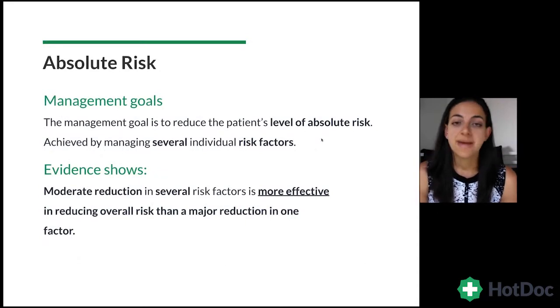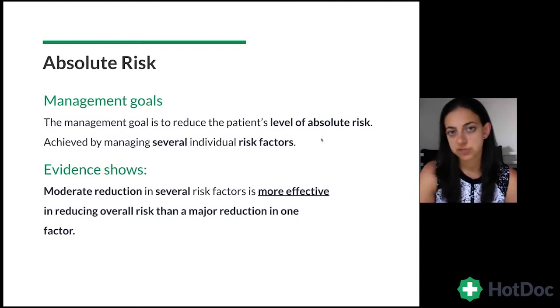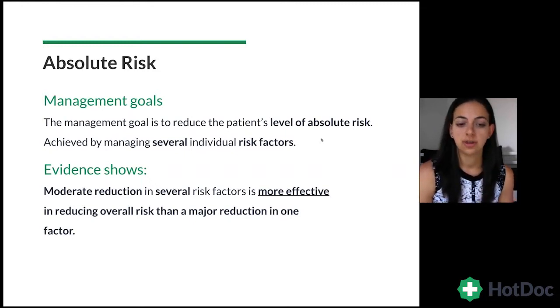Now, in terms of the management goals, or what we're trying to achieve with this absolute risk measurement and approach, is to reduce the patient's level of absolute risk, so their overall level, which is achieved by managing several individual risk factors, not just by targeting, say, their blood pressure alone or their cholesterol alone, or whether they smoke or not. Yeah? This is because evidence shows that moderate reduction in several risk factors is much more effective than trying to reduce overall risk by just addressing one risk factor.